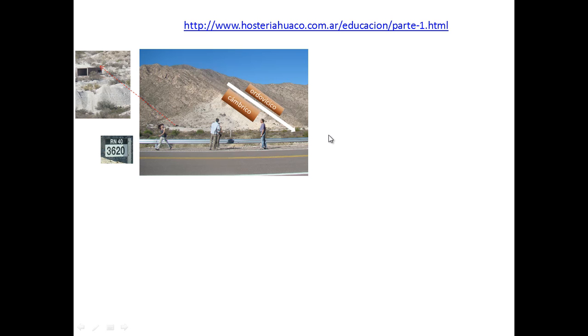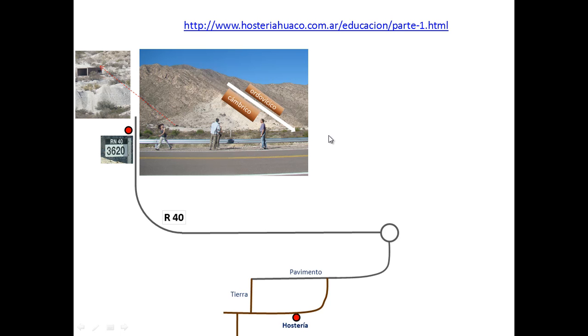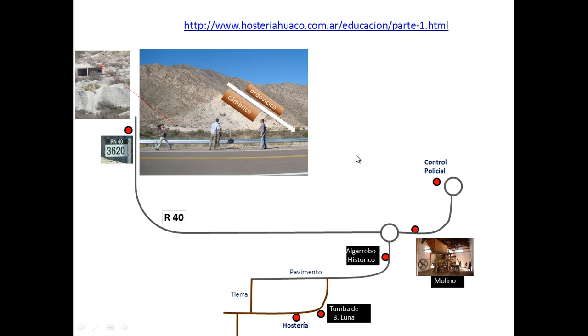But now we are going to go on following Route 40 towards Huaco, and when you find the first roundabout, you can either visit the very interesting historic tree and the grave of Buenaventura Luna, in the center of Huaco, or you can go on towards the police control, and you will see a very famous mill. This is quite important not only in San Juan but in Argentina. If you are interested, you can find more information about that on this site.